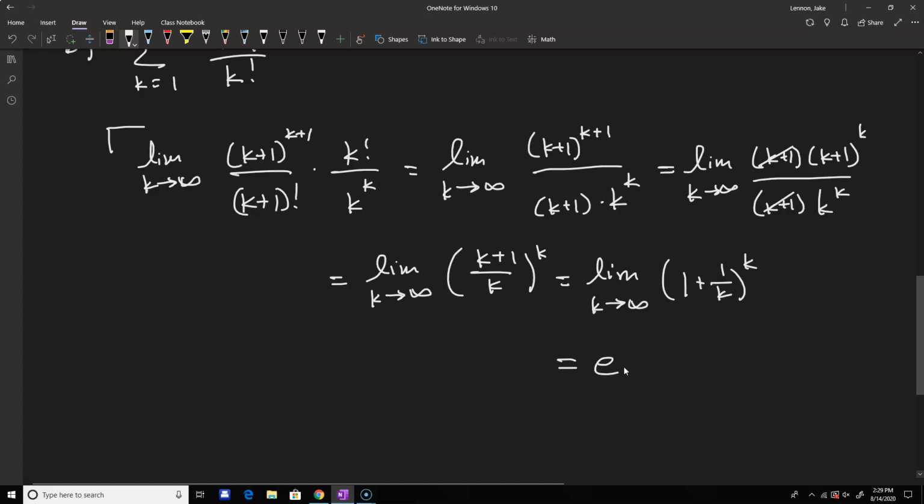So this limit approaches e, and we know e is about 2.718, so that tells us by number 2 in the ratio test that the series will diverge. So by the ratio test, the series diverges.